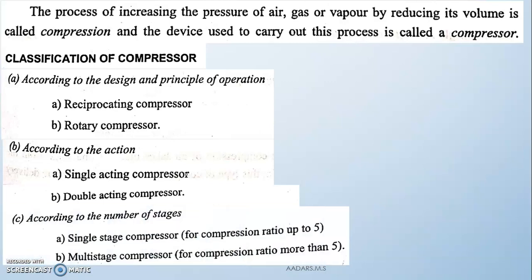Based on the number of stages, we call it single stage and multi-stage. If you are only using one stage of compression, increasing the pressure from 1 bar to 2 bar only, that's called a single stage compressor. If you want to increase the pressure from 1 bar to 10 bar, and the first stage converts it to 3 bar and the second stage converts it to 10 bar, then it's called multi-stage compression. Stage by stage we are using the compression. For a single stage compressor, we will be compressing up to 5 bar, and for more than 5 bar we will be using a multi-stage compressor.